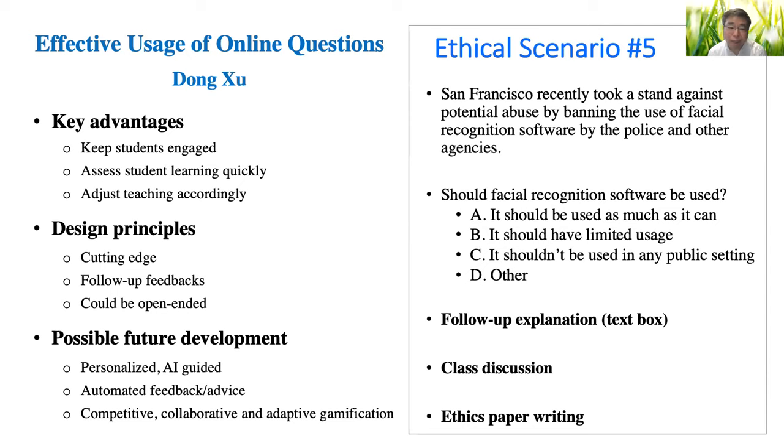And so you probably know that San Francisco recently banned such a practice for possible abuse. So I asked students whether it should be banned or should have a limited use or should be allowed. So it's not just a multiple choice, but rather they have to write a paragraph. And then we have a follow-up discussion in class. Some of them use this topic for their ethics papers. So this kind of engagement really allows students to think this deeply.